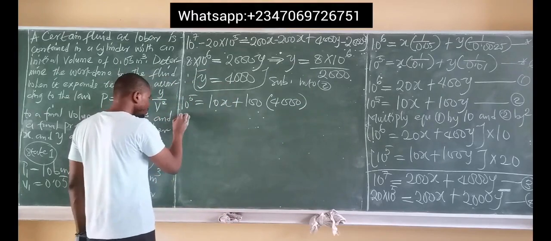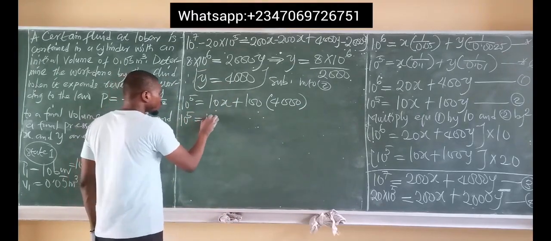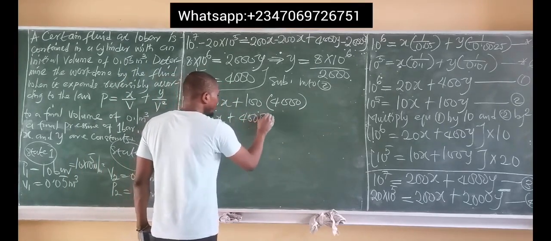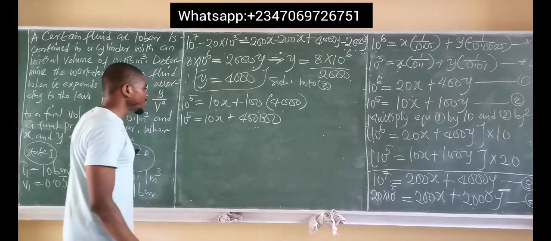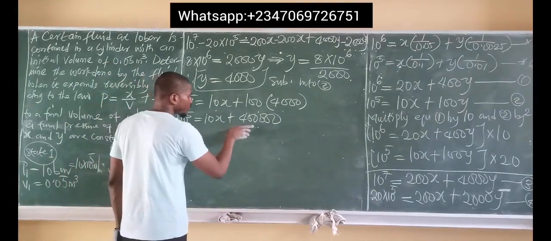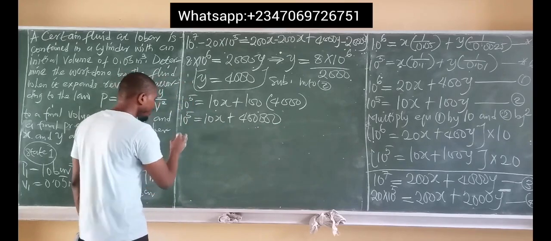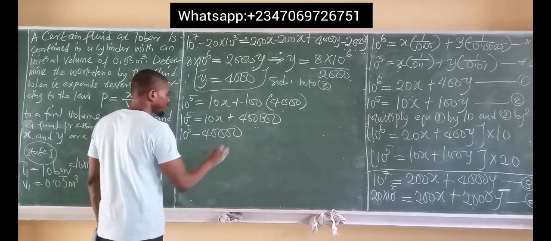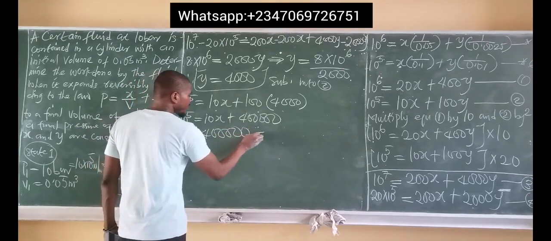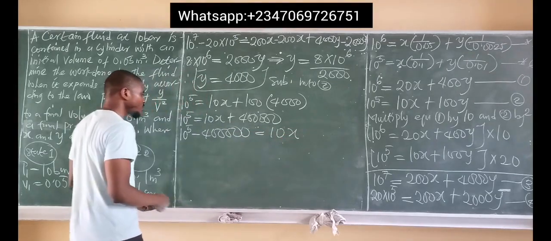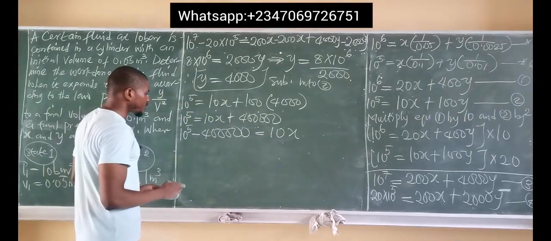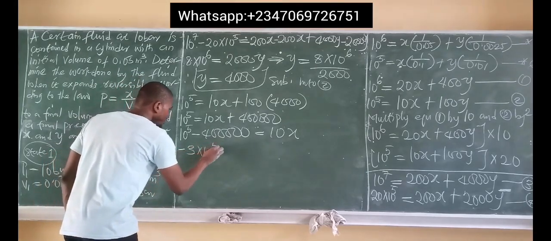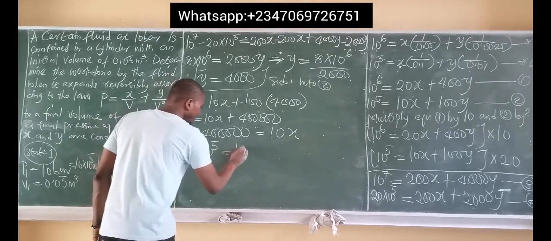So 10 to the power of 5 is equal to 10x plus 100 times 4,000, which gives us 400,000. To make x subject, first of all, we transfer plus 400,000 over to this side of the equation. So we have 10 to the power of 5 minus 400,000, which is equal to 10x. Let's obtain 10 to the power of 5 minus 400,000. That gives us minus 3 by 10 to the power of 5 equal to 10x.